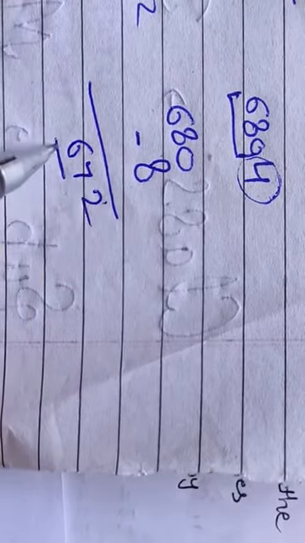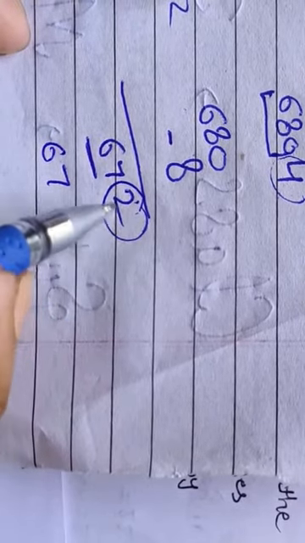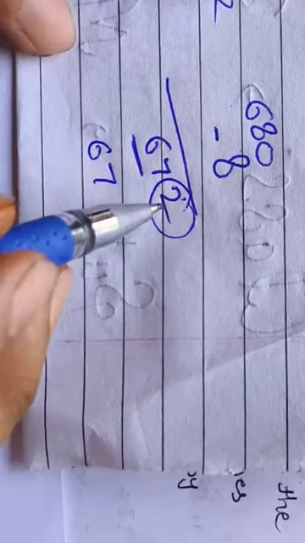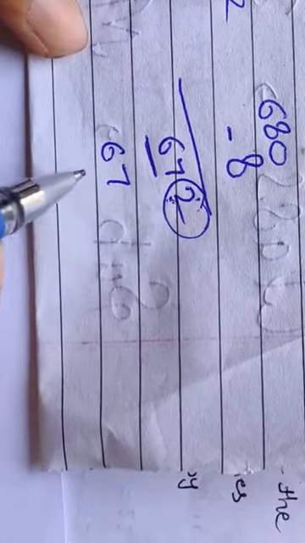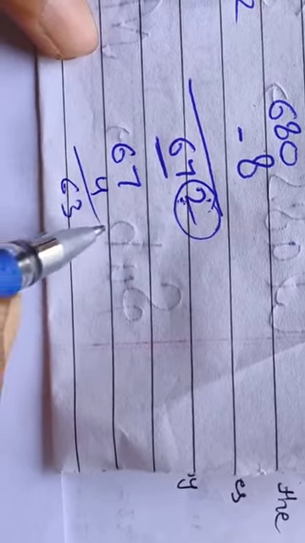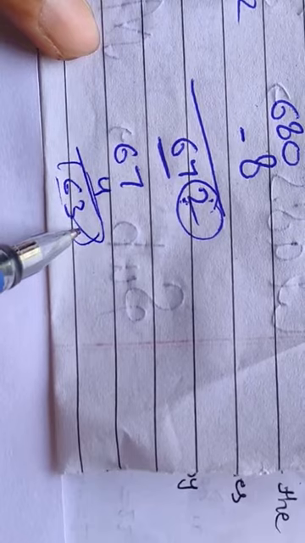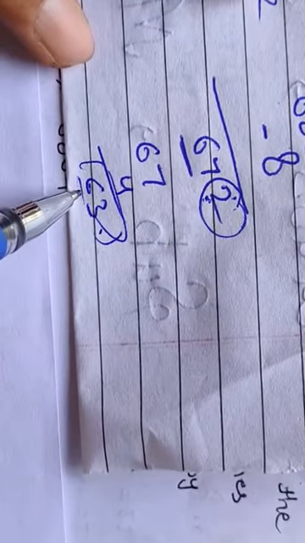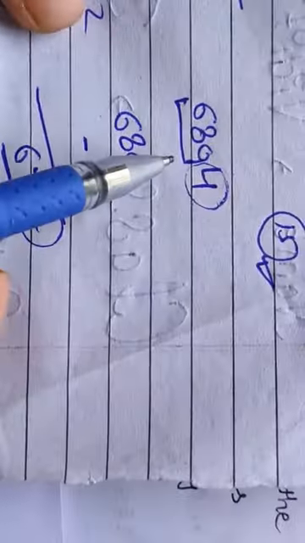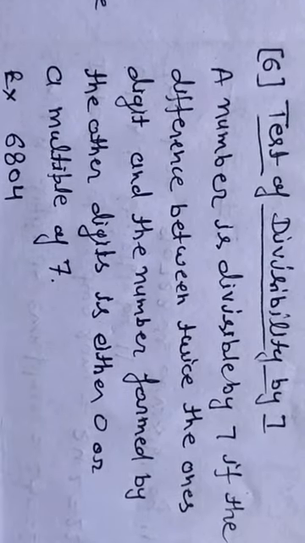Again we write the remaining number, leaving the one's place digit. Now we subtract 2 times the one's place digit, that is 2 times 2 is 4, from 67, which gives 63. If this number is divisible by 7, then the given number is divisible by 7. In this case 63 is divisible by 7, so 6804 is divisible by 7. So it is the test of divisibility by 7.